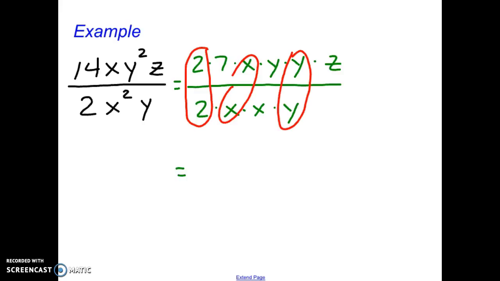So if we look at what's left, we got 7, y, and z in the numerator, and an x in the denominator.